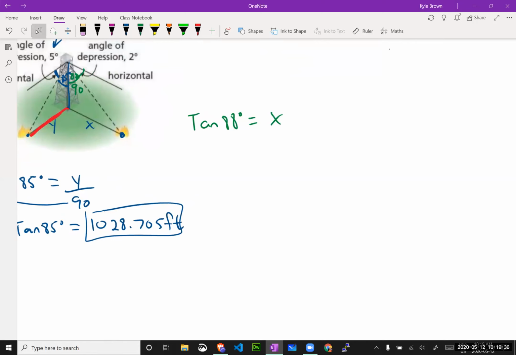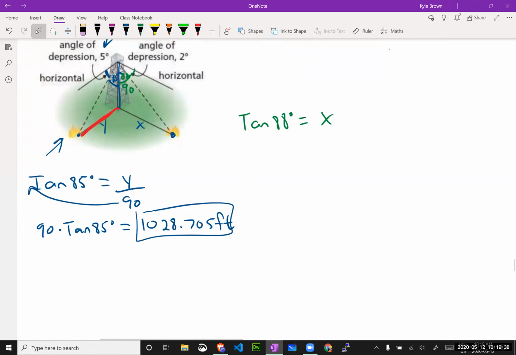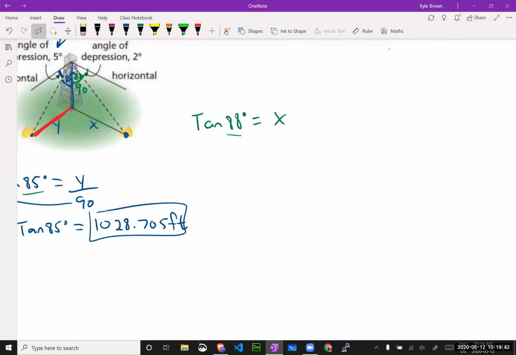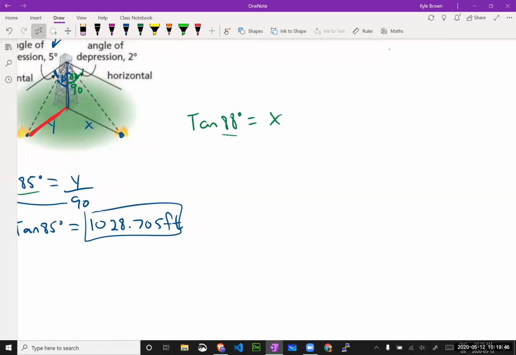So everything's the same now. It was 85 and now it's 88. It's equal to opposite over adjacent. So now the X is the opposite side, and your adjacent is 90. Writing it out again, we get 90 times tan 88 is equal to X.